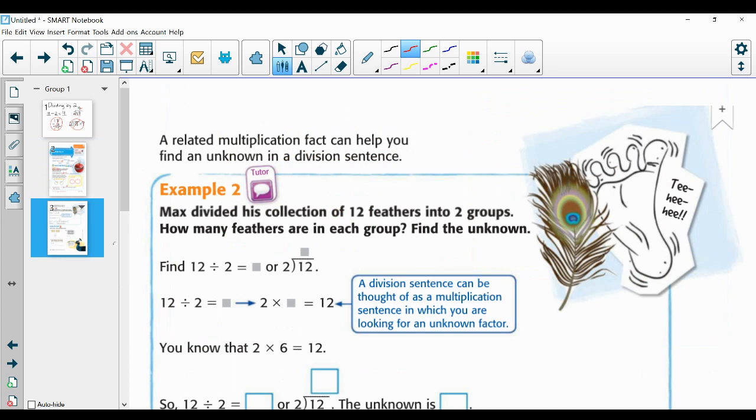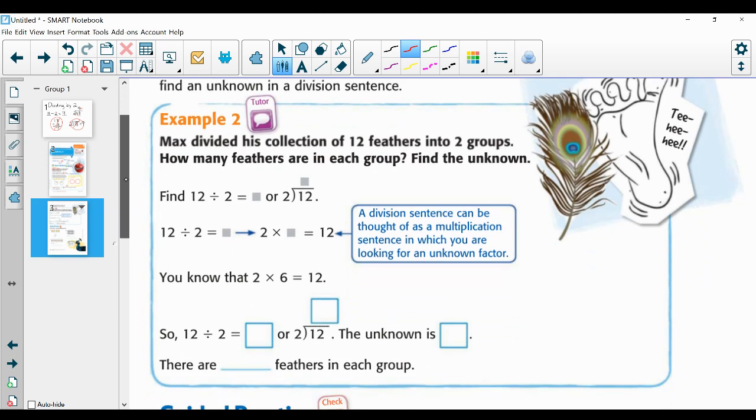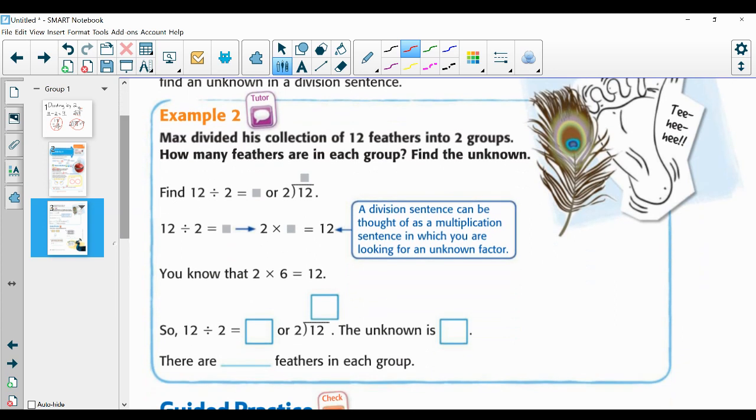A related multiplication fact can help you find an unknown in a division sentence. So let's look at the example. Max divided his collection of 12 feathers into 2 groups. How many feathers are in each group? Find the unknown. So find 12 divided by 2 equals, or how many 2's in 12?